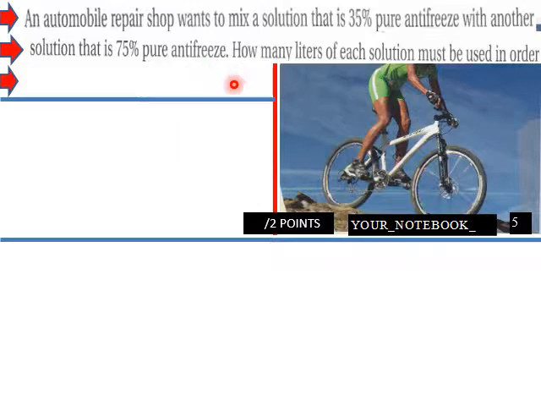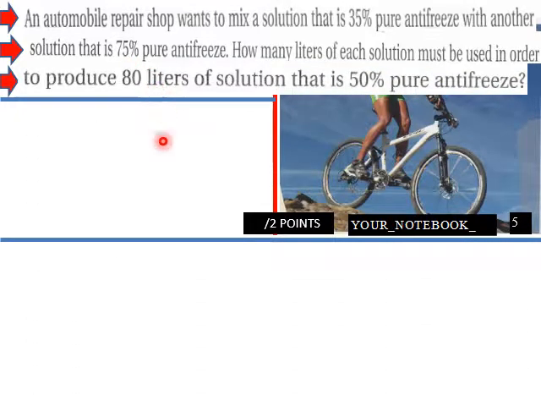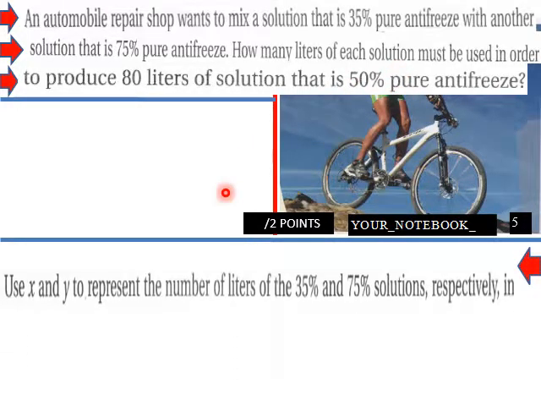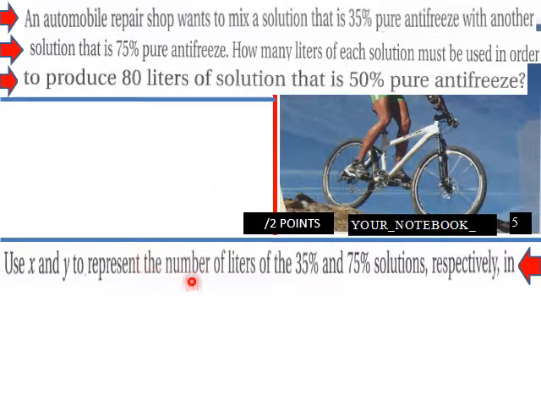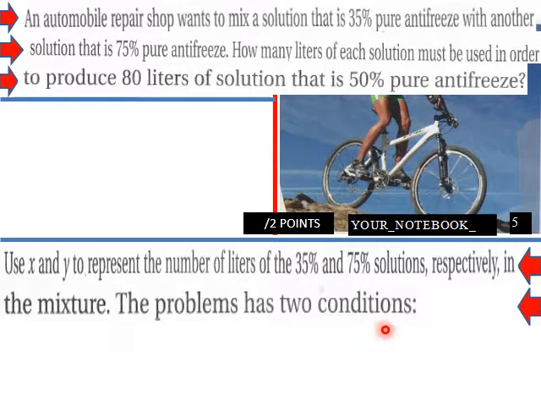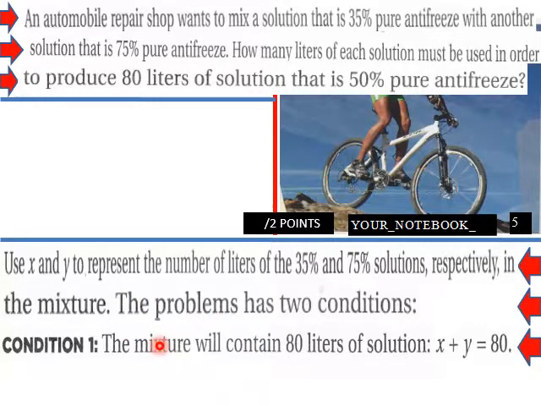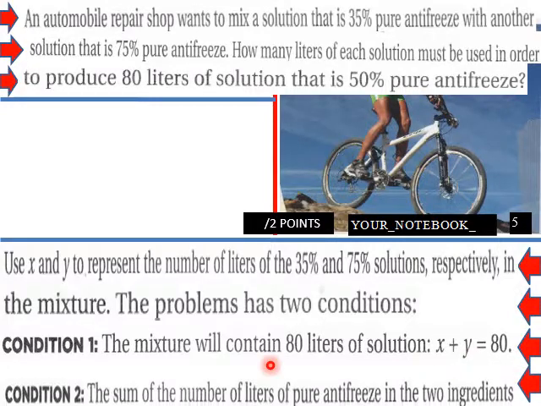An automobile repair shop wants to mix a solution that has 35% pure antifreeze with another solution that has 75% pure antifreeze. How many liters of each solution must be used in order to produce 80 liters of solution that has 50% pure antifreeze? We'll use x and y to represent the number of liters of the 35% and 75% solutions respectively. In a mixture, the problem has two conditions. The mixture will contain 80 liters of solution, x plus y equals 80.